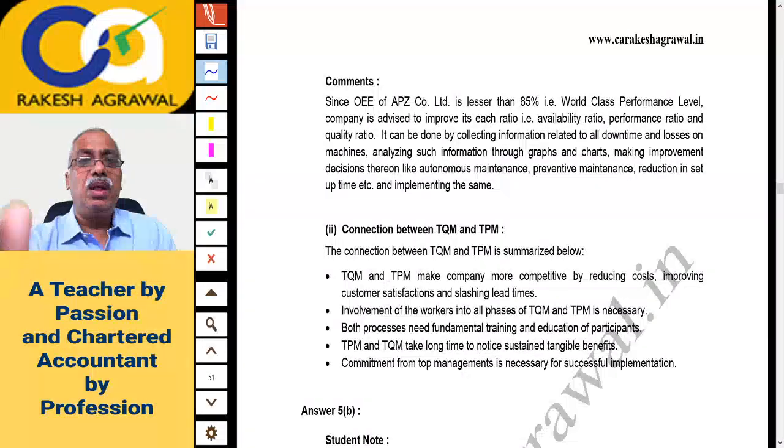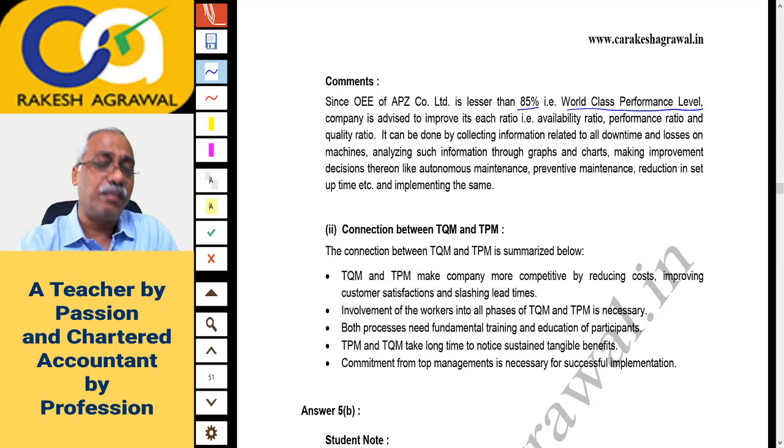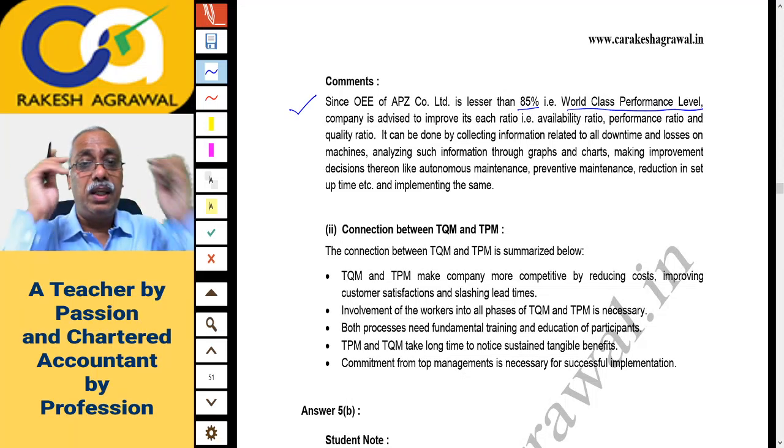Since OEE ratio of APZ Company Limited is lesser than 85%, that is world class performance level, company is advised to improve its each ratio, that is availability ratio, performance ratio and quality ratio. And it can be done by collecting information related to all downtimes and losses on machines, analyzing such information through graphs, charts, making improvement decisions thereon, like autonomous maintenance, preventive maintenance, reduction in setup time, etc., and implementing the same. Anyway, this is a comment, theory, answer.